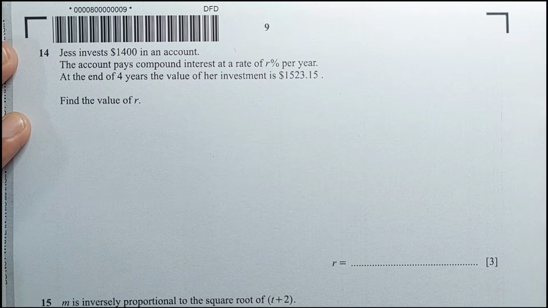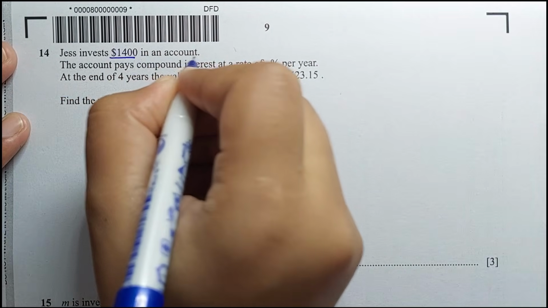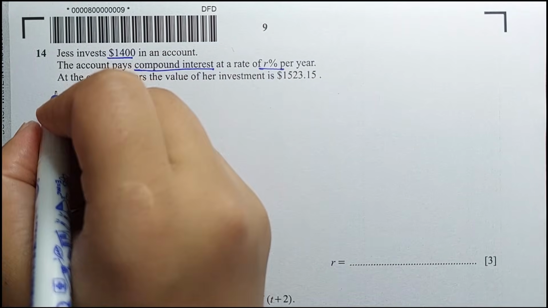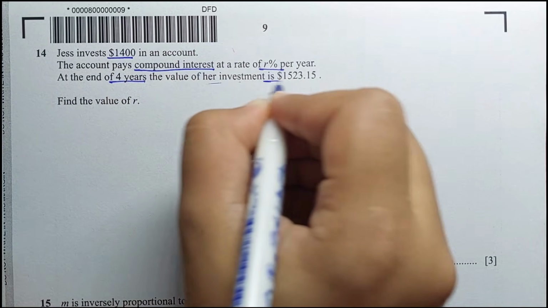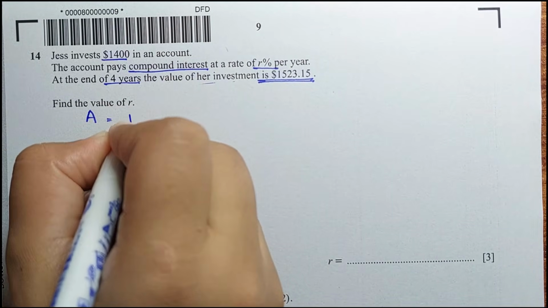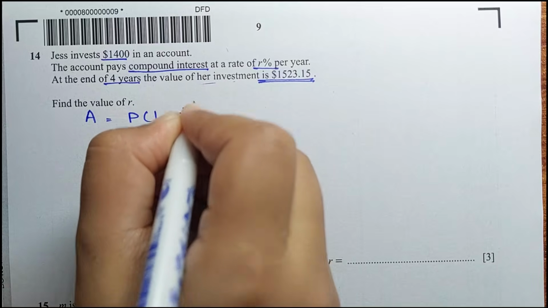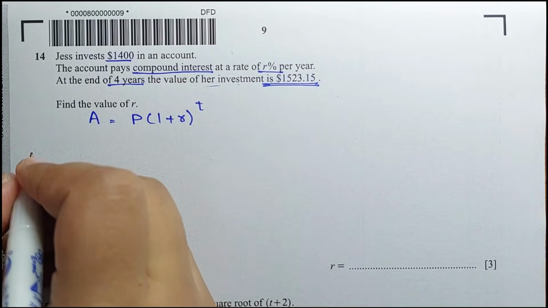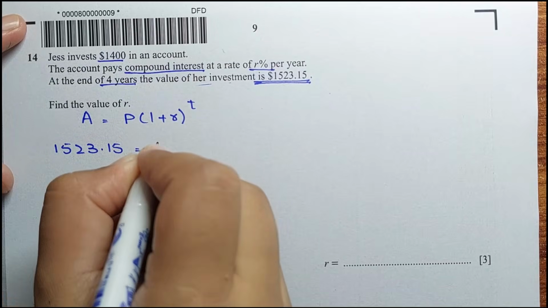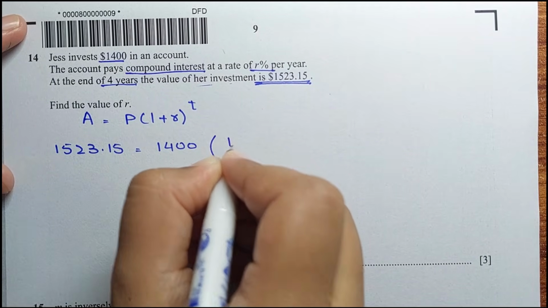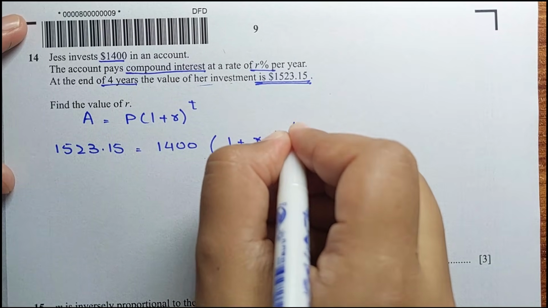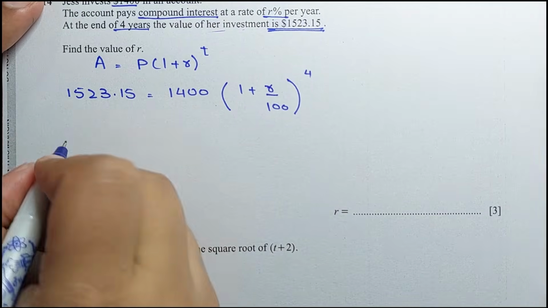Question number 14. Jess invests $1,400 in an account. The account pays compound interest at a rate of 4% per year. At the end of 4 years, the value of the investment is this much. Calculate the value of R. For compound interest, the formula is A equals P into 1 plus R to the power T. So the amount is 1,523.15. Investment is 1,400. 1 plus R percent, R over 100, and T is 4 years. Just solve for R.